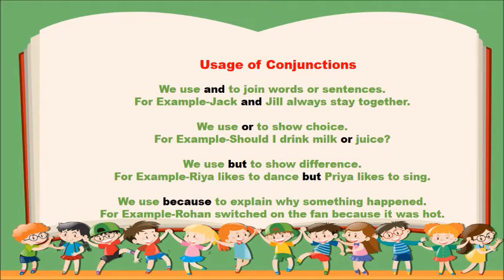Next, because. We use because to explain why something happened. For example, Rohan switched on the fan because it was hot. So this sentence shows us that Rohan switched on the fan because he was feeling hot. It was a hot day. So that is the reason. So the word because is working as a connecting word, a conjunction, when it is required to explain why something happened.